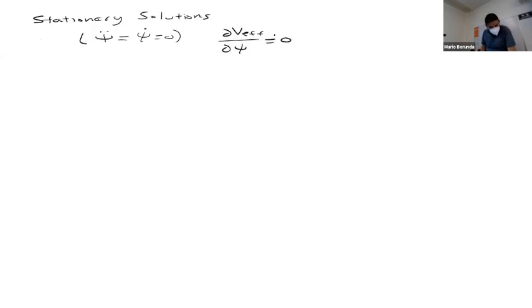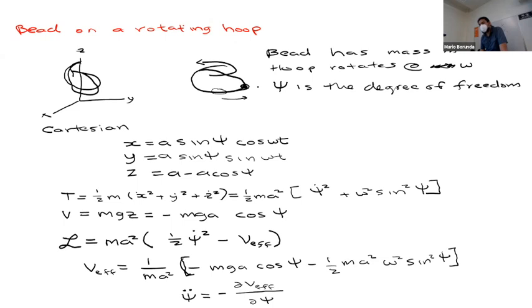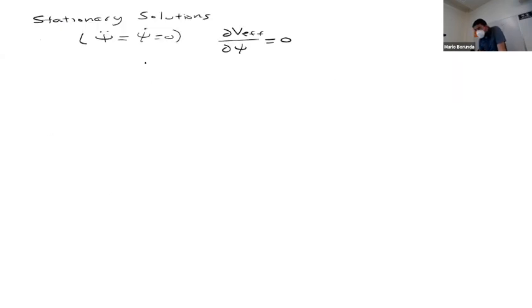Well, let me sketch. Let me give you when that happens. So remember, this is the equation we're looking at. We want to make this equation go to 0. So this one equal to this one will give me the 0. And it's basically g sine psi is equal to a omega squared sine psi cosine psi.